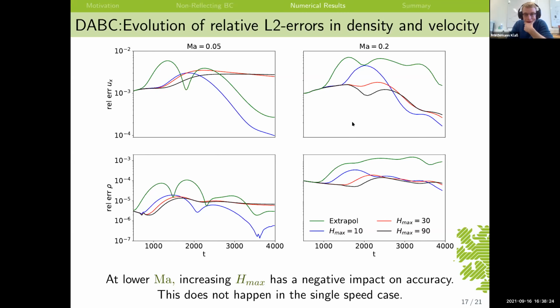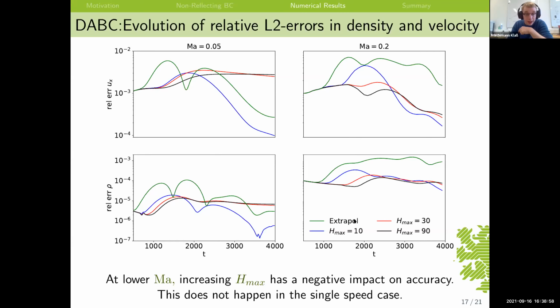And on the right-hand side here we can see that if we increase the maximum history depth from 10, which is presented by the blue lines, to 30, the red lines, and even 90, the black lines, then we see that the maximum error will steadily decrease. And after the vortex boundary interaction has passed, after some time steps, the errors will quickly decline, and we also outperform not only in velocity but also in density by a good order of magnitude the naive extrapolation approach. So this is quite nice.